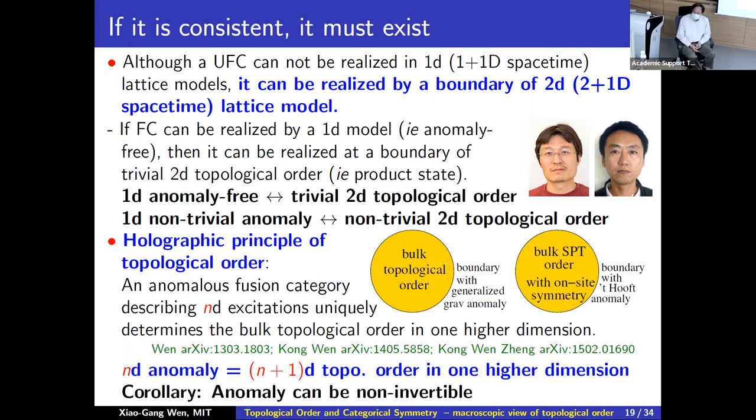But this would have something to do with whether or not you can locally gap the edge states. Is that it? Yeah. For a lot of gravitational anomalies, you can gap the boundary. You can gap the edge states. Yeah, there are certain gravitational anomalies.